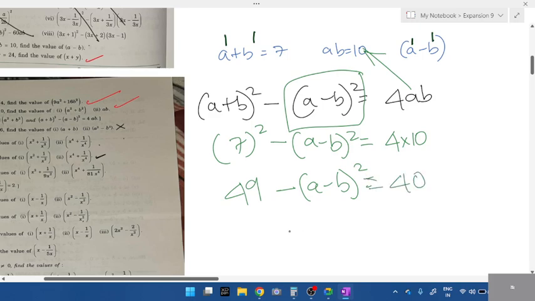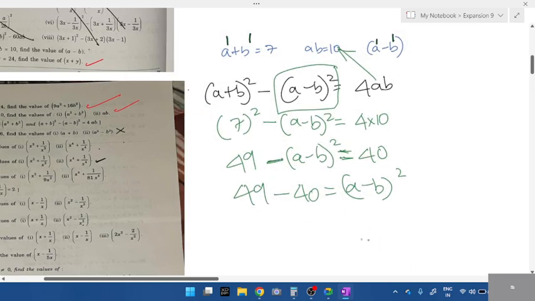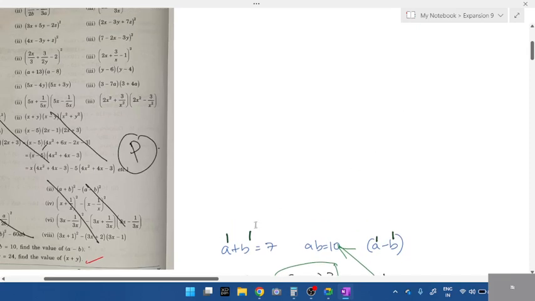Next, to the left hand side, because a minus b is minus, right? 49 minus 40, it becomes (a minus b) the whole square. What do we need? (a minus b) the whole square or just a minus b? How do you solve this? Root 9 is equal to a minus b. Then what is a minus b? Answer is here. Try it, copy this question, try doing it.